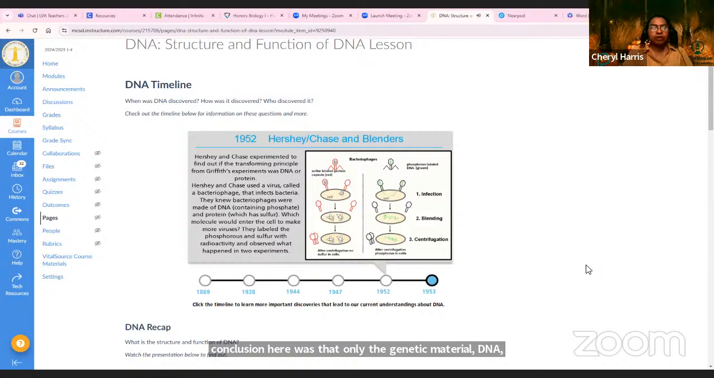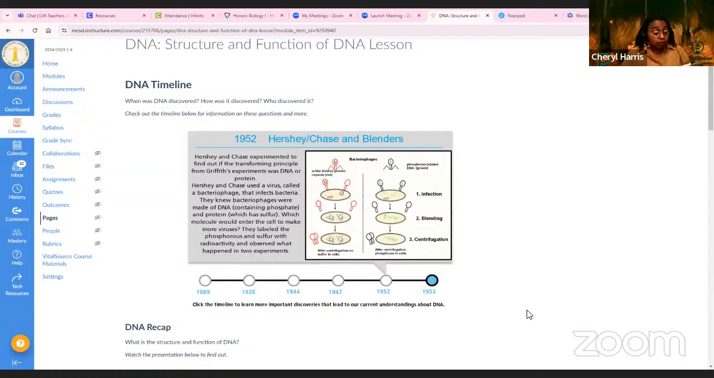Okay, we're going to talk about that too when we talk about the structure and role of DNA and RNA. What can go in and what can go out are going to be important.